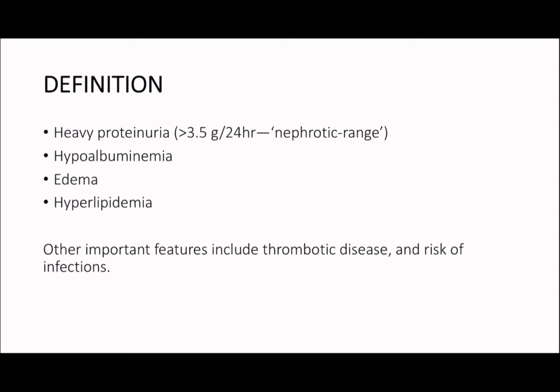Now, what exactly is nephrotic syndrome? Nephrotic syndrome refers to a collection of clinical and laboratory features of kidney disease. The first and most important feature of nephrotic syndrome is heavy proteinuria. And by heavy, we mean more than 3.5 grams of protein lost into the urine within a 24-hour period. This is called nephrotic range proteinuria. The second feature is hypoalbuminemia, which is low serum albumin level. And this makes sense because we're losing albumin into the urine.